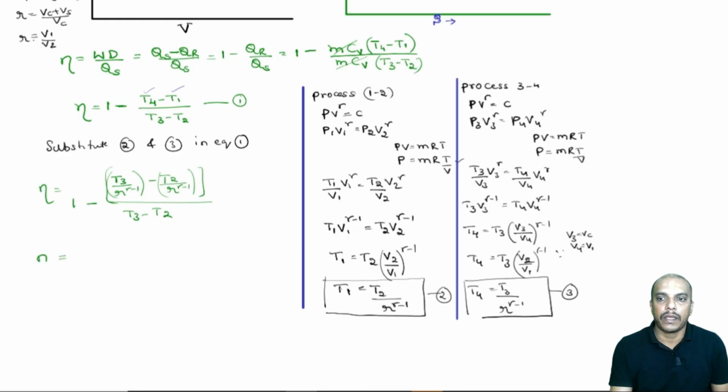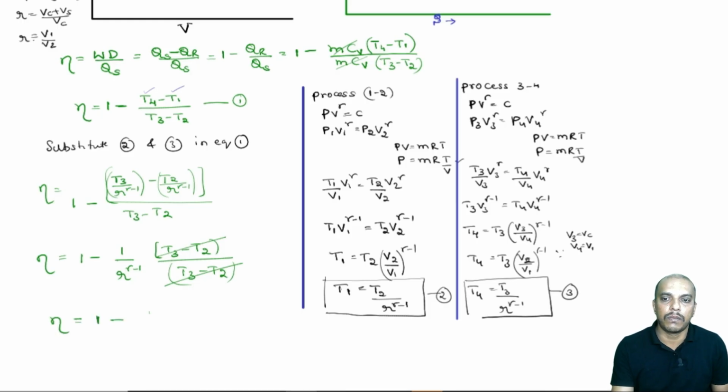Now efficiency is equal to 1 minus; I will take 1 by r power gamma minus 1 common here. I will be having T3 minus T2 in the numerator, and in the denominator we had this T3 minus T2. This was the whole idea of substituting for T4 and T1 in terms of T3 and T2. So these two will cancel out and we will have efficiency given by 1 minus 1 by r power gamma minus 1, where r is the compression ratio.